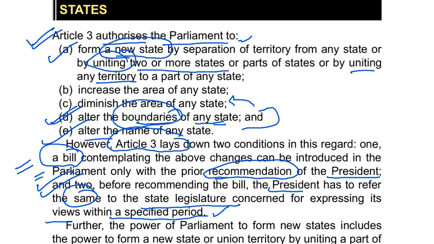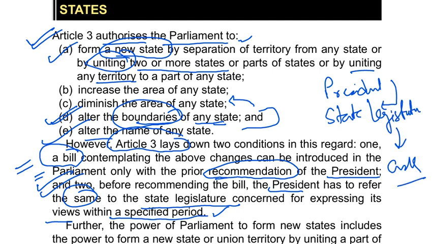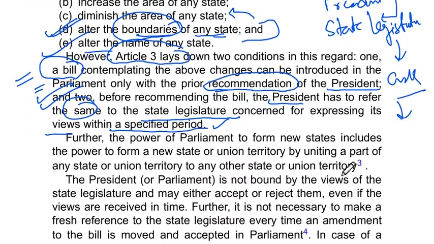So, first of all, the President refers the bill to the concerned state legislature, asks them to give their opinion, and after that the President gives the assent, and then the bill can be introduced into any house of the Parliament.